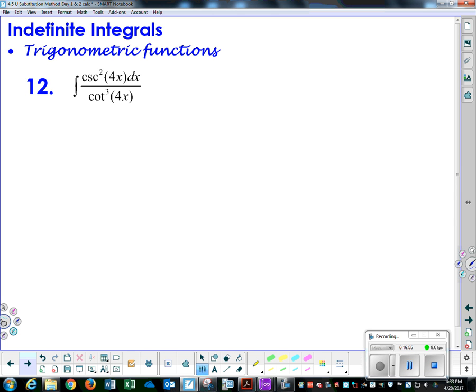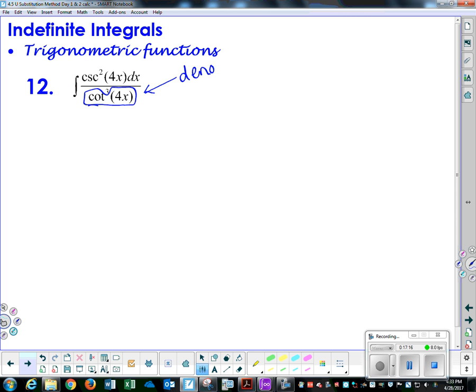The other thing that can be true is when an object sits in the denominator, you often want to allow that denominator to be replaced with u. So just off of a hunch here, I'm thinking my cotangent should be my u because it's sitting in the denominator.